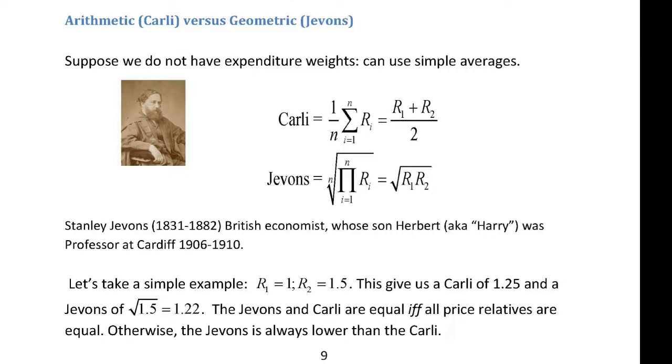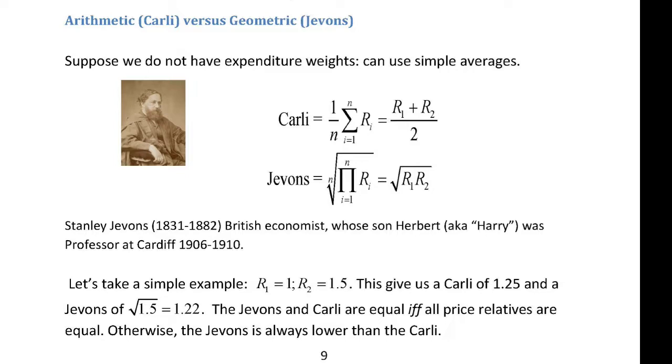Obviously, the arithmetic mean wasn't invented by him, but applying it to price relatives in this context of doing a price index, that is what it's called, a Carli index. And also Jevons didn't invent the geometric mean, but in applying it to price relatives in this context, he was the first person to do that. So suppose we don't have expenditure weights, we use these simple averages. We've got Carli, it's simply the arithmetic mean. So in the case of two goods, it's R1 plus R2 divided by 2. Jevons is a geometric mean, which in the case of two goods is the square root of R1 times R2.